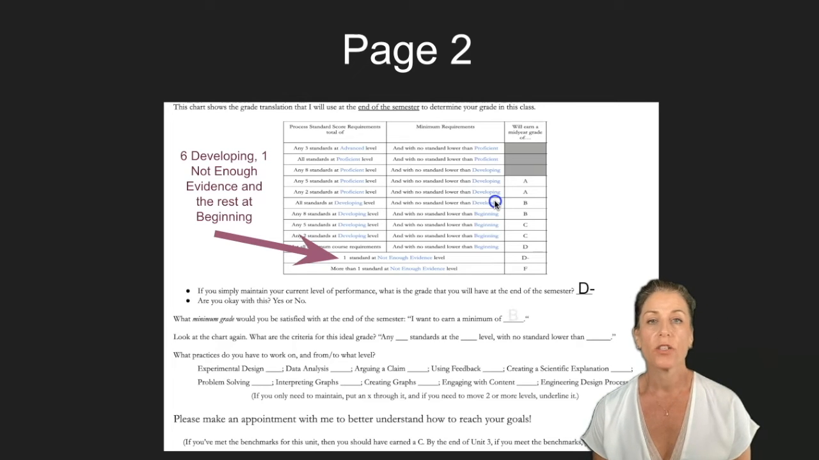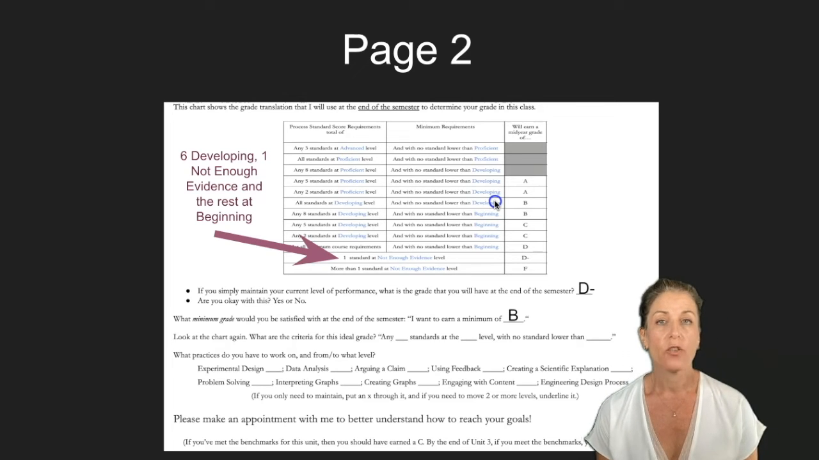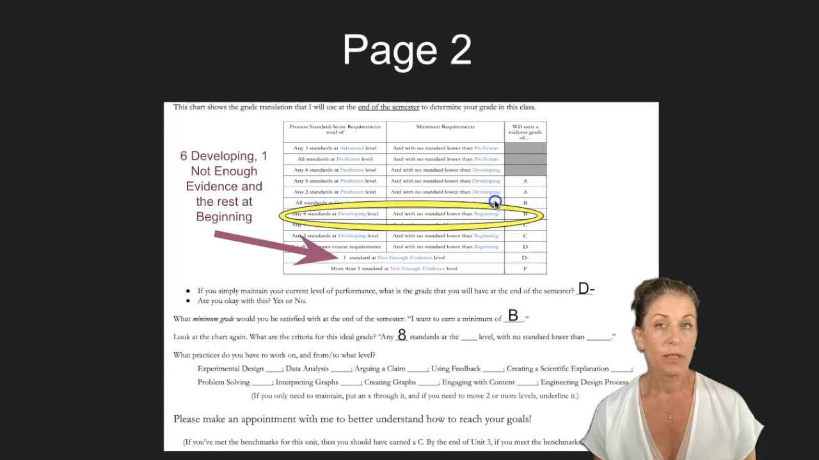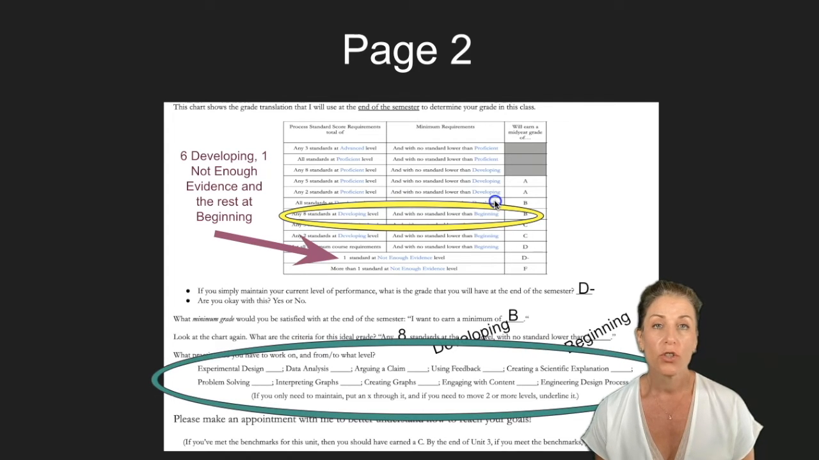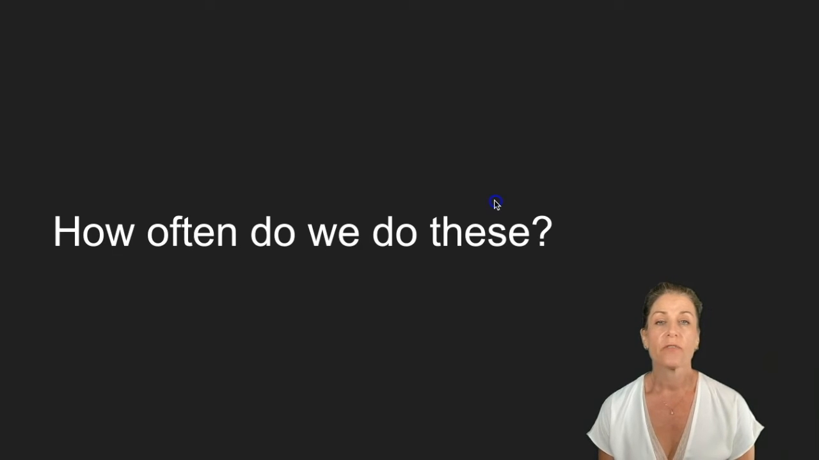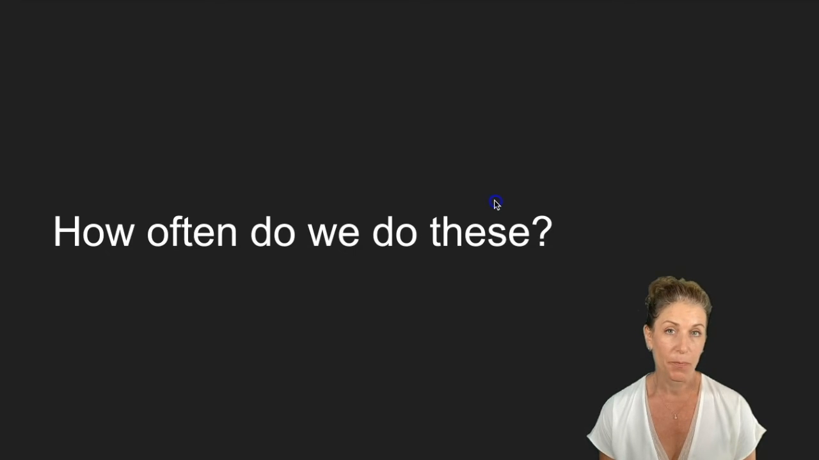Let's say that you want to earn a minimum of a B. Then using the chart, you would see that any 8 standards at the developing level with no standard lower than beginning. Comparing that to what you currently have means that you need to move 2 practices up to developing, especially making sure to get rid of the not enough evidence. You can choose which ones to do. This is very concrete and specific and very manageable. We do this at the end of every single unit except for the first one. We're just not ready at that point.